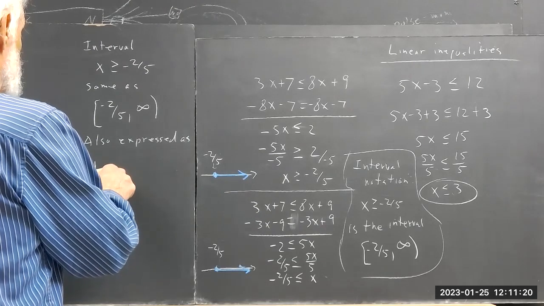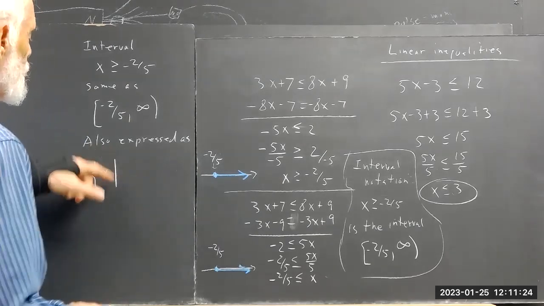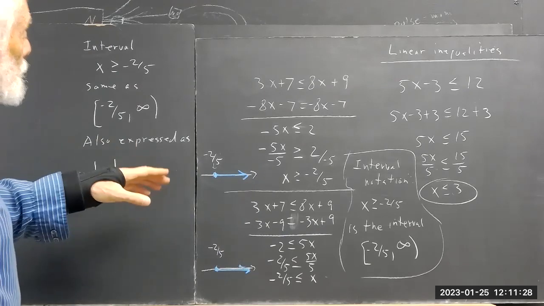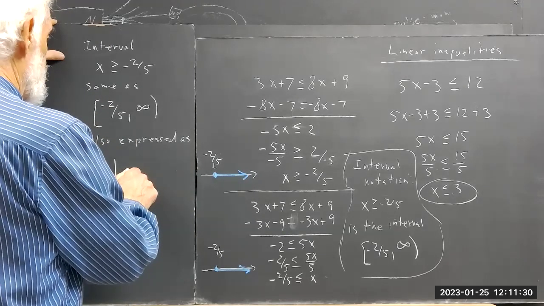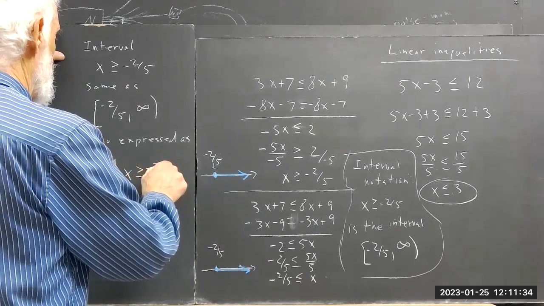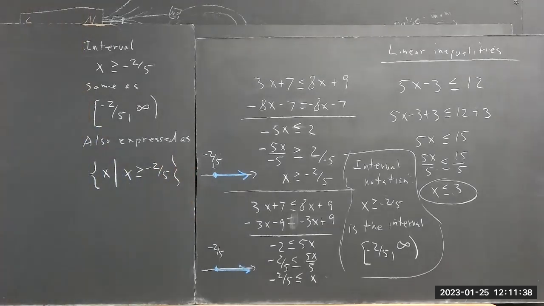set builder notation. It's a set of x values such that, this line stands for such that, or you could say with the property that x is greater than or equal to -2/5.